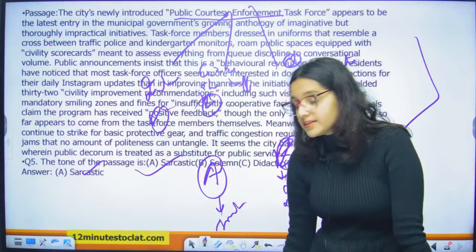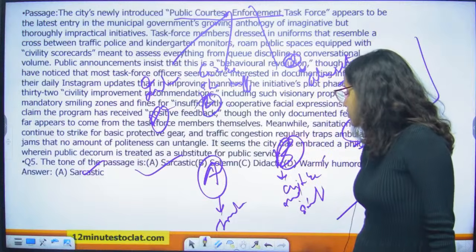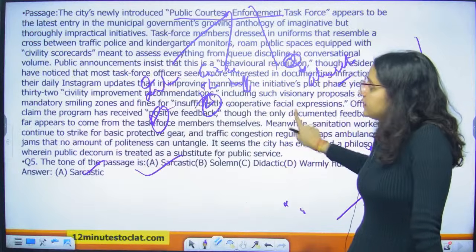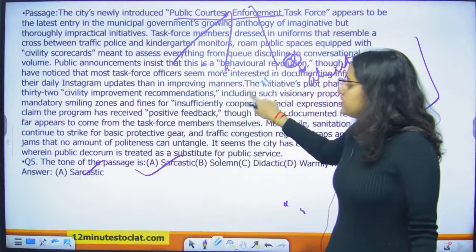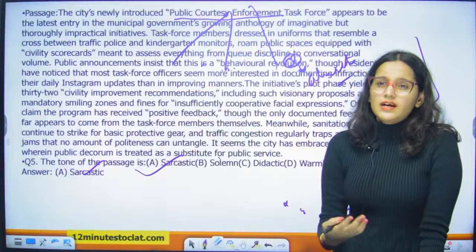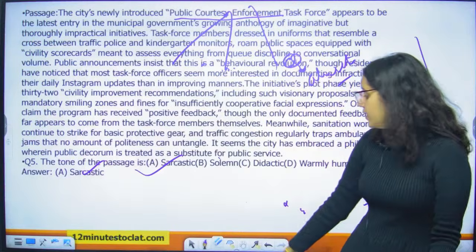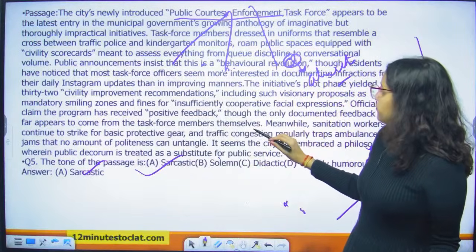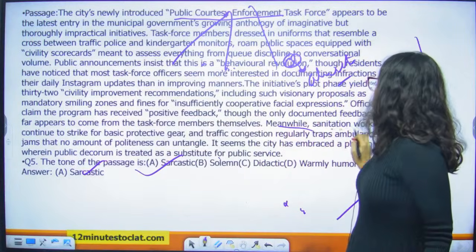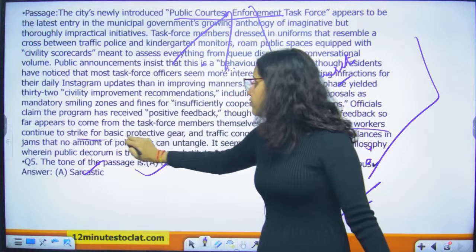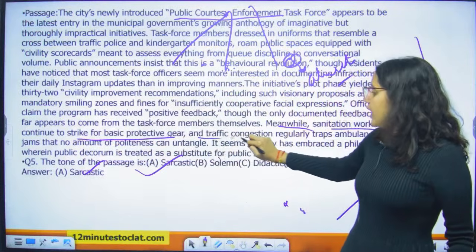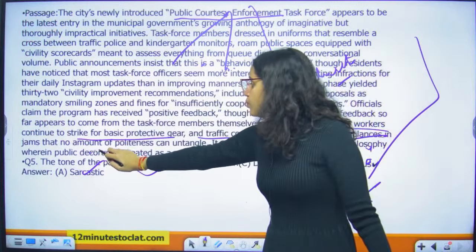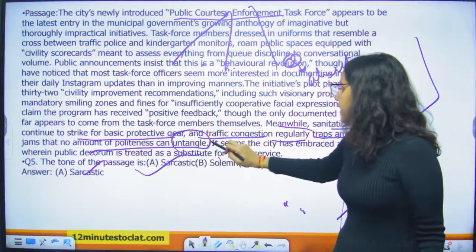No, the author is not writing this passage to show the inefficiency. No, no, no, no. Read the last line, bache, read the last line. Throughout this, he has been criticizing how it's a bad idea. It was not required. It is not even serving any purpose. In the last line, the author says: meanwhile, sanitation workers continue to strike for basic protective gear, and traffic congestion regularly traps ambulances in jams that no amount of politeness can untangle.